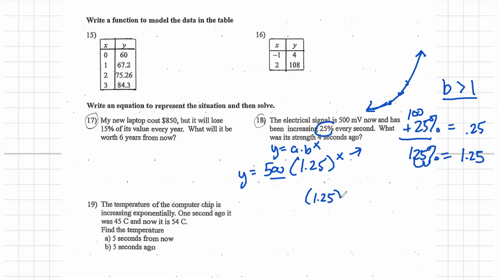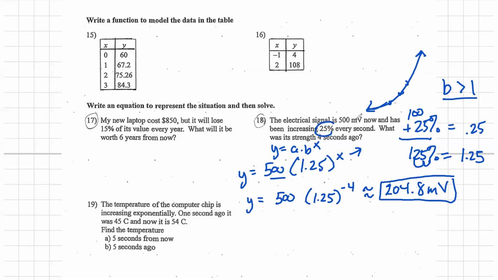Put it in the calculator. This is why you have a calculator, because I'm pretty sure nobody can do 1.25 to the -4 power in their head. You make sure you use the negative button, not a subtraction button. If you try to use the subtract button for negatives, it will not work. Did you guys get, okay, you should have got 204.8 millivolts.